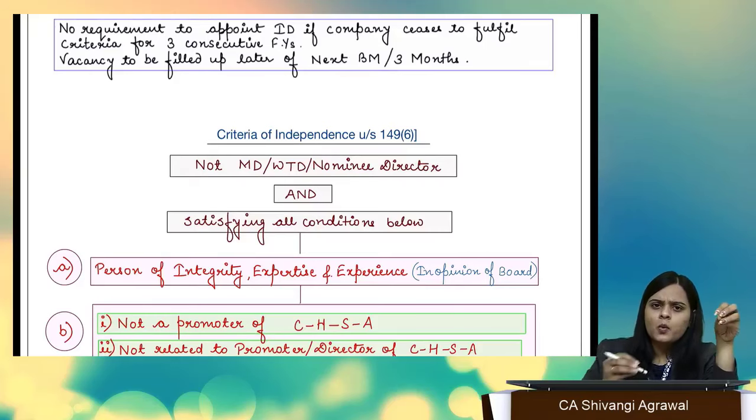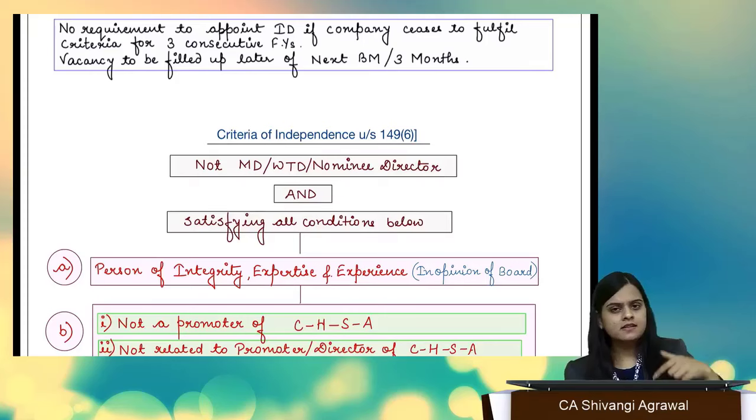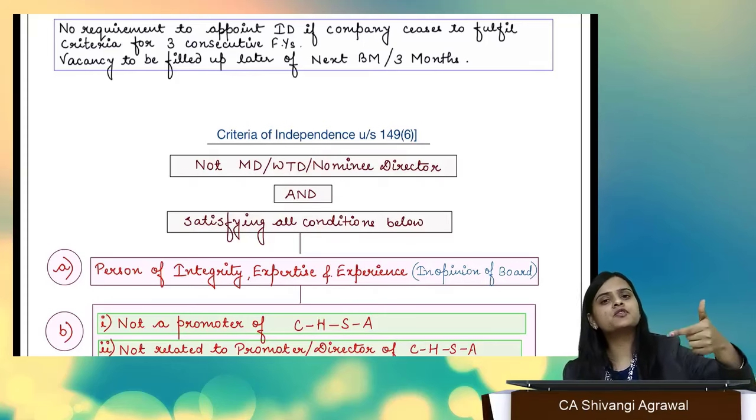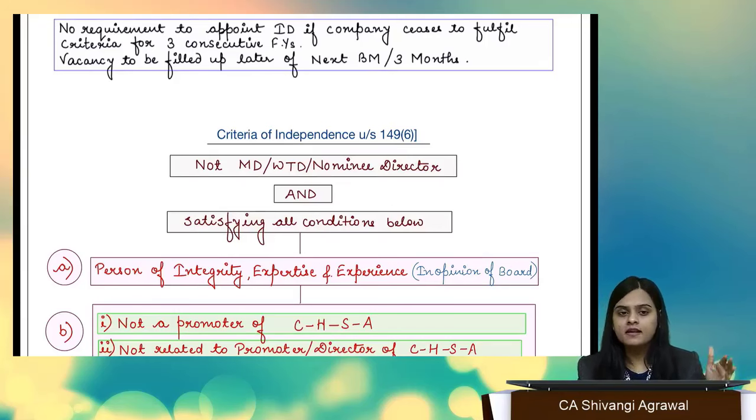Just like the vacancy in the office of woman director is filled by the immediate next board meeting or 3 months, whichever is later, like that here also, the casual vacancy which is created in the office of independent director has to be filled up by the immediate next board meeting or 3 months, whichever is later.